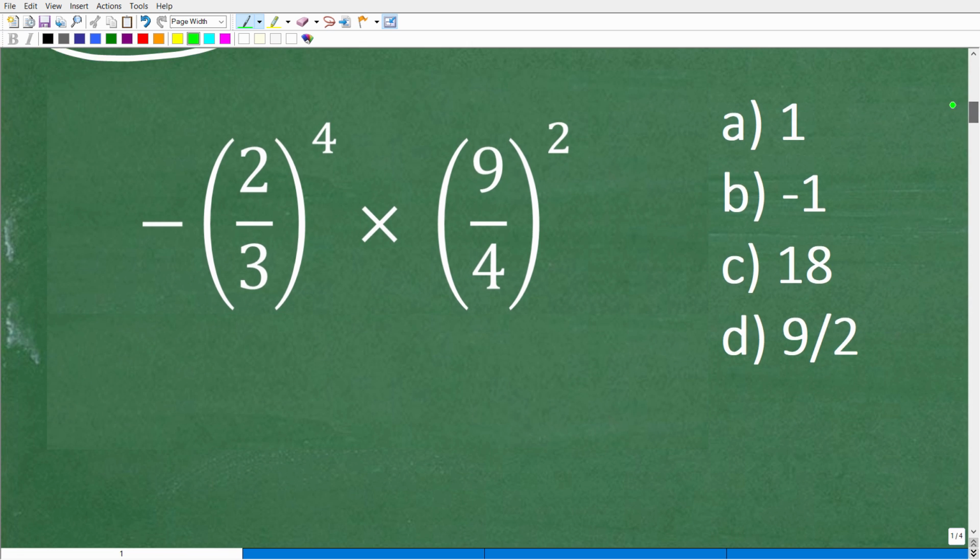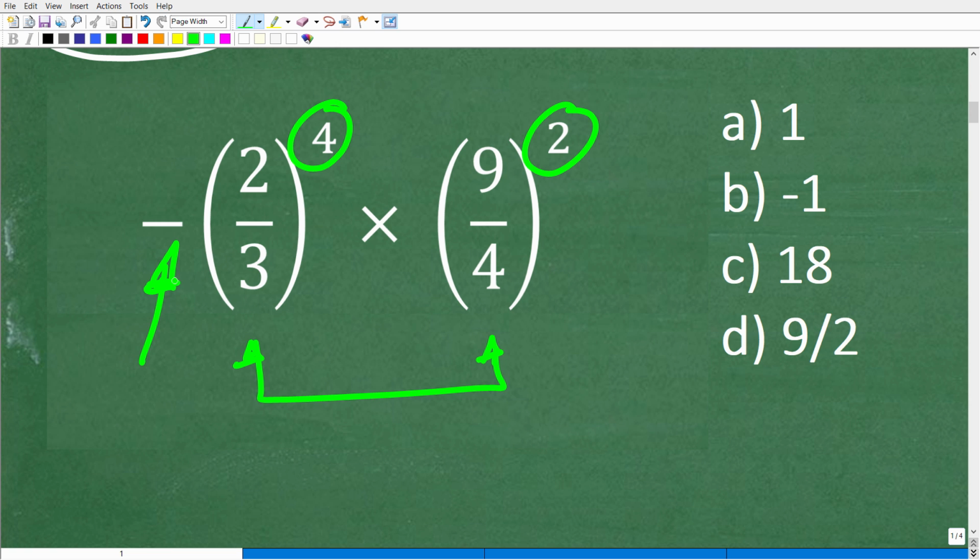All right, so here is our problem. And as I indicated, we have a couple different things going on here, right? So we're trying to multiply fractions, but it's just not regular fractions. We're taking powers to these fractions. And then, of course, we have a negative number situation here. So what is the answer?